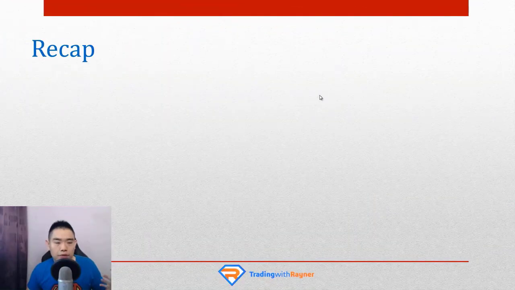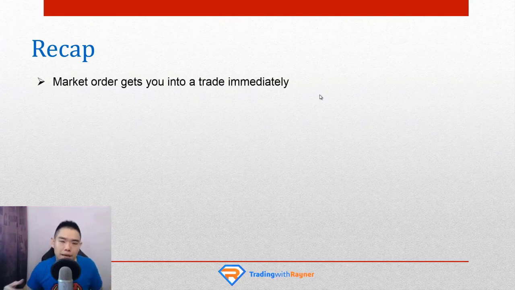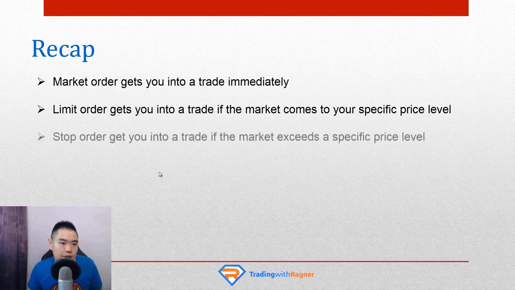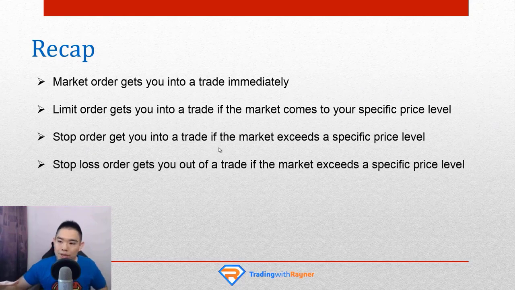So let's do a quick recap of the 4 market orders you've just learned. Number 1, a market order gets you into a trade immediately, no matter what. A limit order gets you into a trade only if it comes to a specific price level that you have dictated. A stop order gets you into a trade if the market exceeds a certain price level. For example, buying a breakout, only if it breaks above, let's say, $100, will you be entering the breakout trade. So that's what a buy stop order can do for you. And finally, a stop loss order would get you out of a trade if the market exceeds a certain price level, to protect your downside.